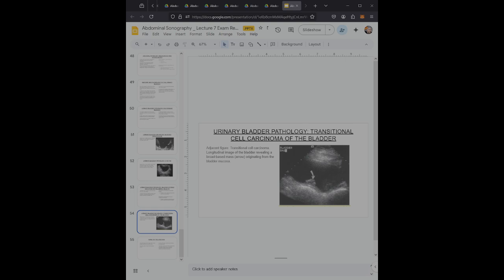Transitional cell carcinoma of the bladder. Now, these masses must be differentiated from other intraluminal bladder abnormalities such as blood clots. The sonographic appearance of transitional cell carcinoma of the bladder is a smooth or papillary hypoechoic mass that projects into the lumen of the bladder.